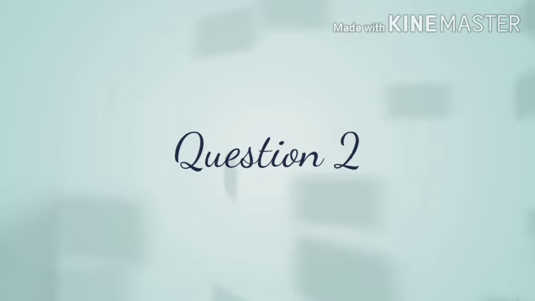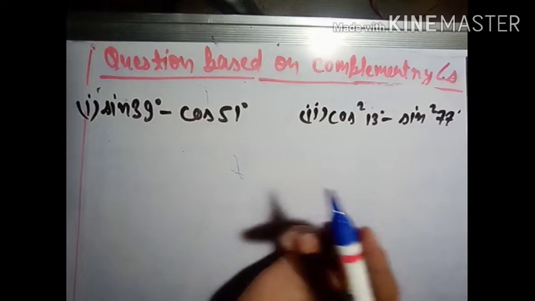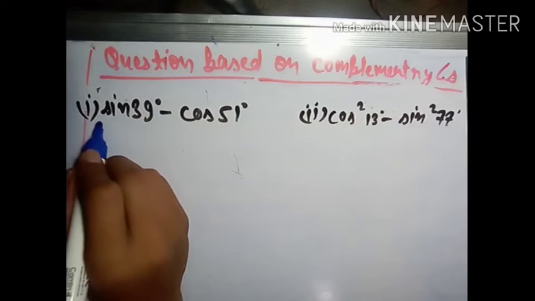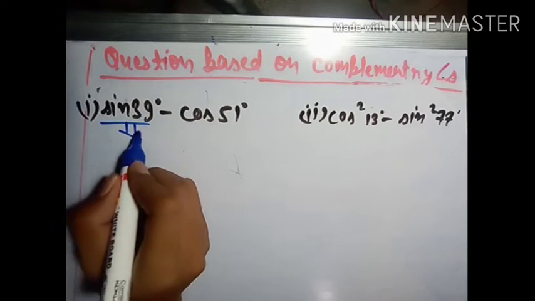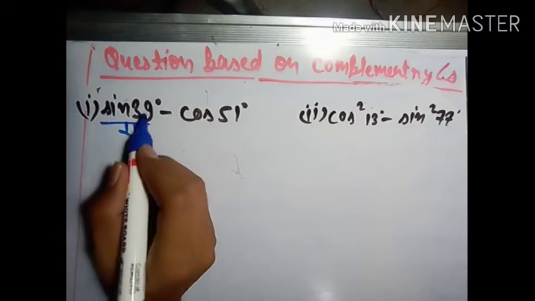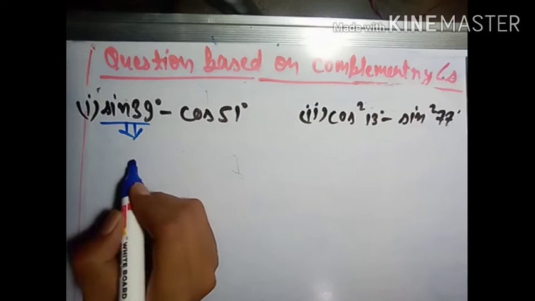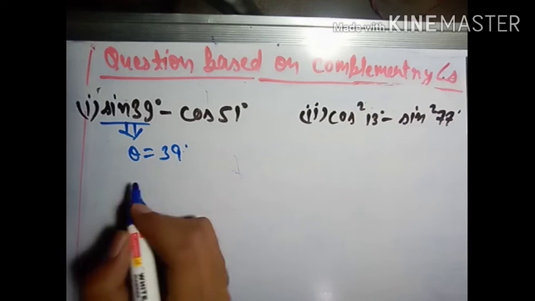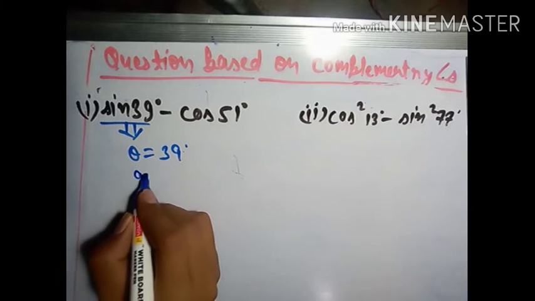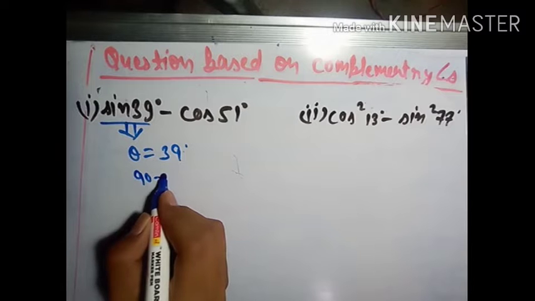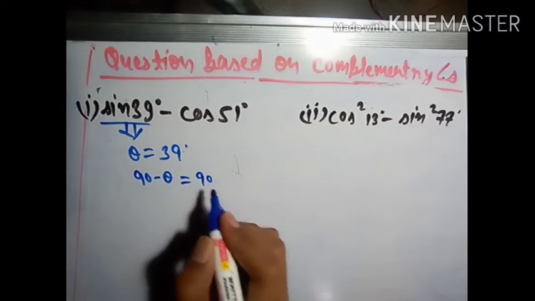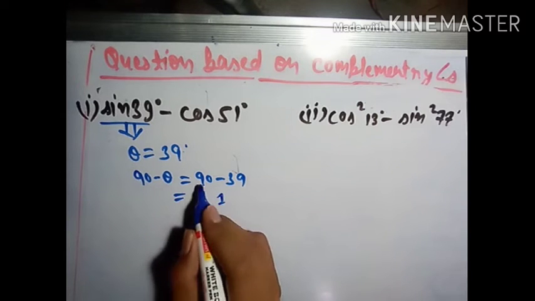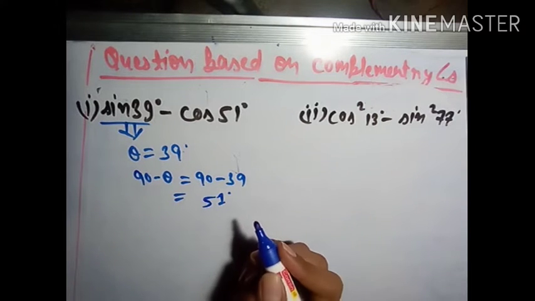Taking two more examples. See how to do it. There is a minus sign, so let us find its pair. Okay, first of all let us find its pair. Now how to find that? Suppose this time theta is equal to 39 degree. Now find its complementary angle, that is 90 minus theta is equal to 90 degree minus 39. Subtract it quickly. 10 minus 9, 1. 8 minus 3, 5. This becomes 51.